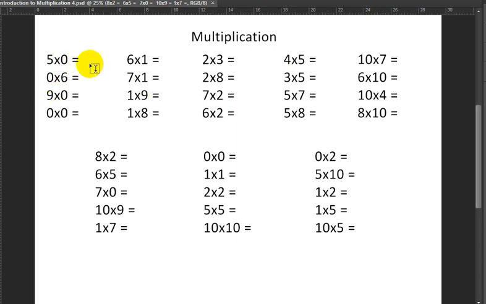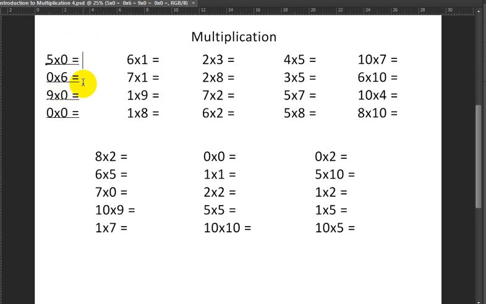Okay, so let's do these multiplications. You can see here that they're grouped together. So in this group we have multiplications that all have 0 in them. These all have 1 in them. These all have 2. These all have 5. And these all have 10. So we're going to solve these by using the tricks that we showed yesterday.